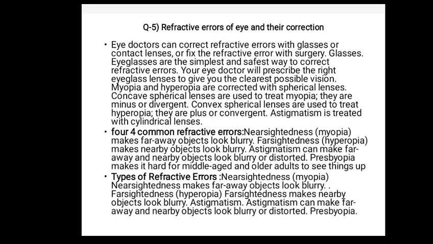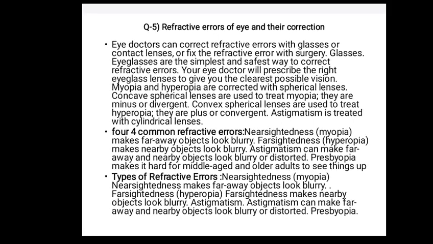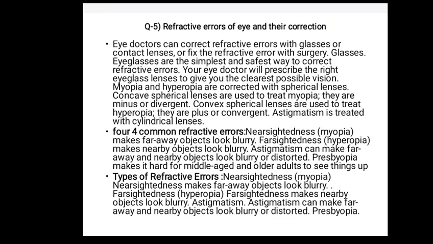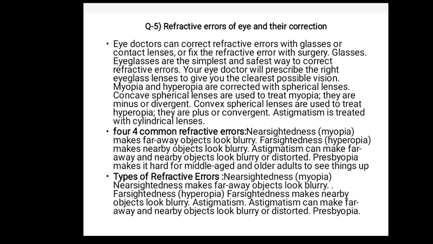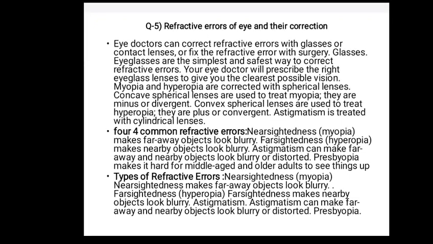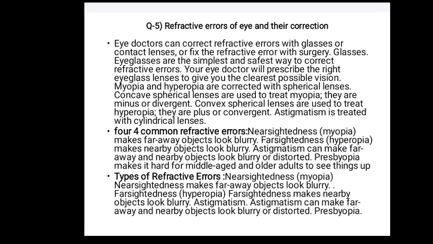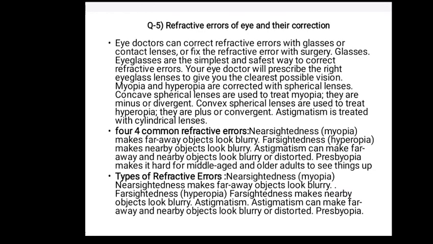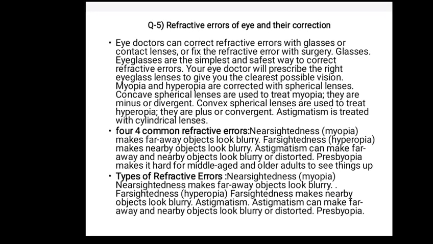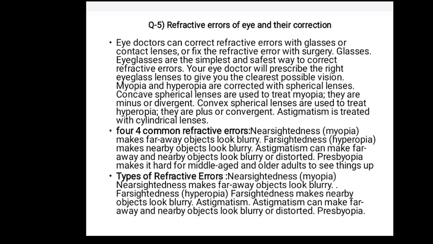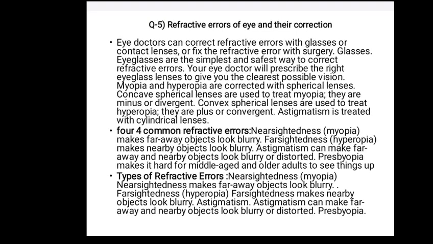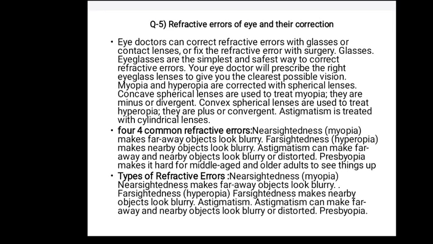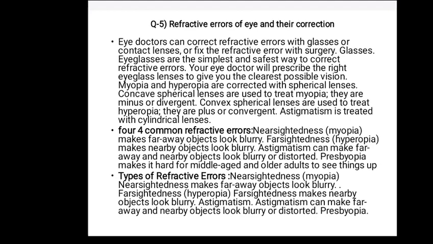Myopia and hyperopia are corrected with lenses. Concave lenses are used to treat myopia. They are divergent. Convex lenses are used to treat hyperopia. They are plus or convergent. Astigmatism is treated with cylindrical lenses also.